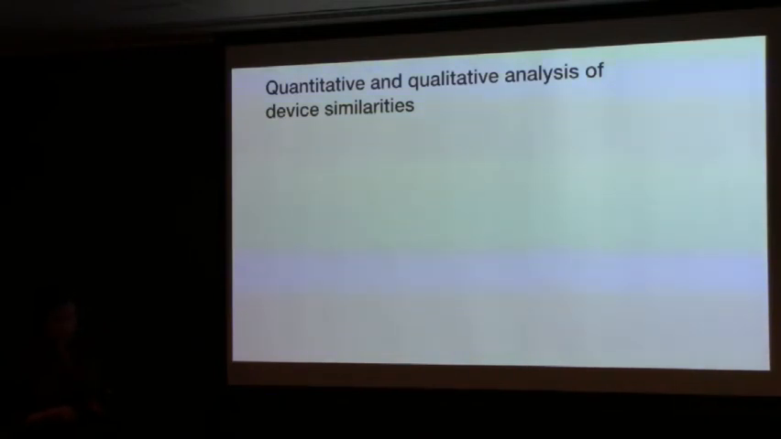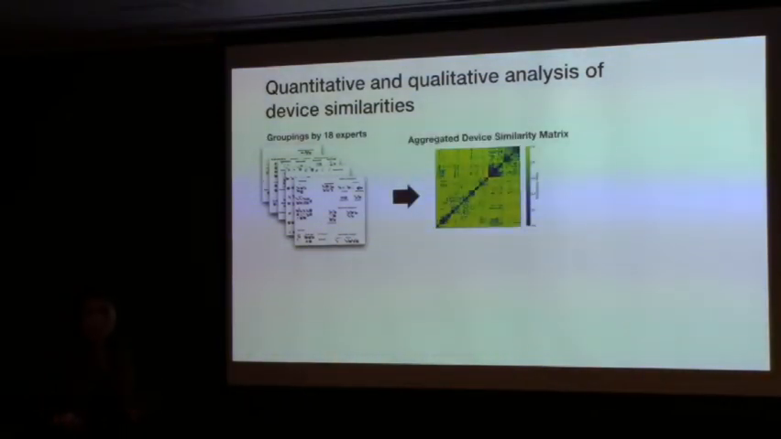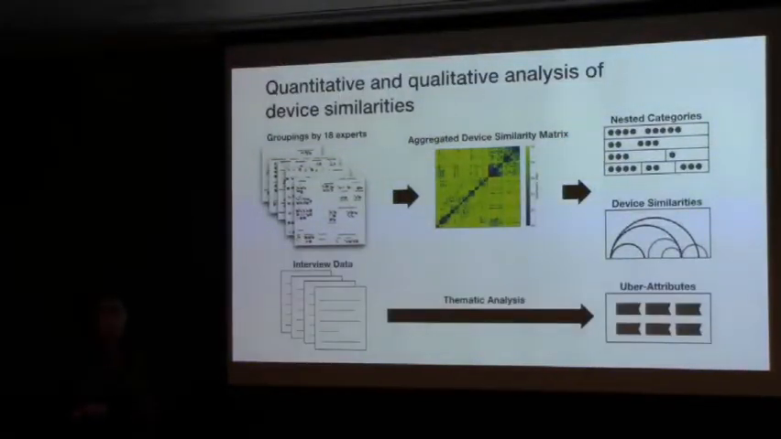So we analyzed this data in two ways. We aggregated the grouping data from all of the experts, created a device similarity matrix, and then we applied clustering analysis to this to find the main categories of these devices and also their similarities. For the interview data, we applied thematic analysis to this and found 6 attributes that we call Uber attributes. They are more semantic, at a higher level than what specifications we have in Haptipedia. And then we used this information to redesign Haptipedia.